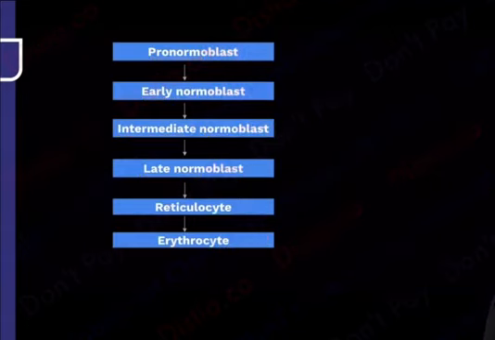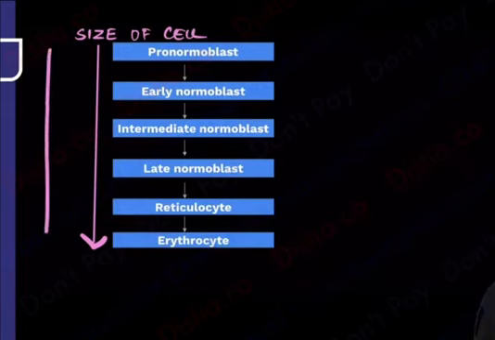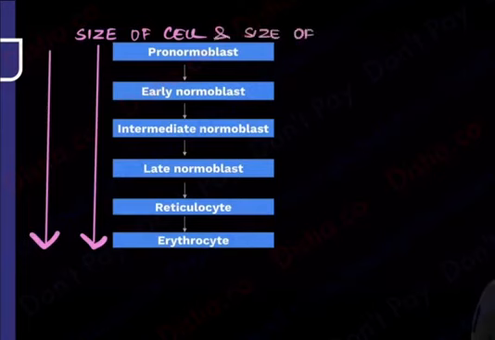I'll again draw this. As you are going from top to bottom, from the first, the pronormoblast, early, intermediate, late, then reticulocyte, and then red blood cell. As you're going from top to bottom, the overall size is going to decrease in that manner. The size of the cell, largest to smallest. Similarly, as you're going from top to bottom, the same thing is followed for the size of the nucleus. The size of the cell and the size of the nucleus will gradually keep on going from large to small.